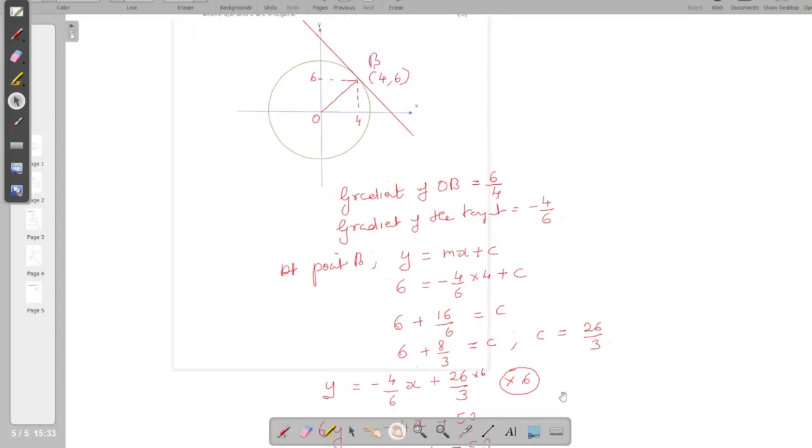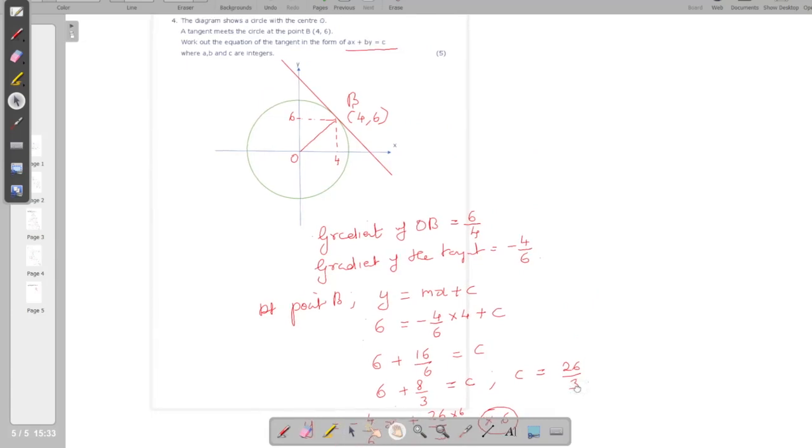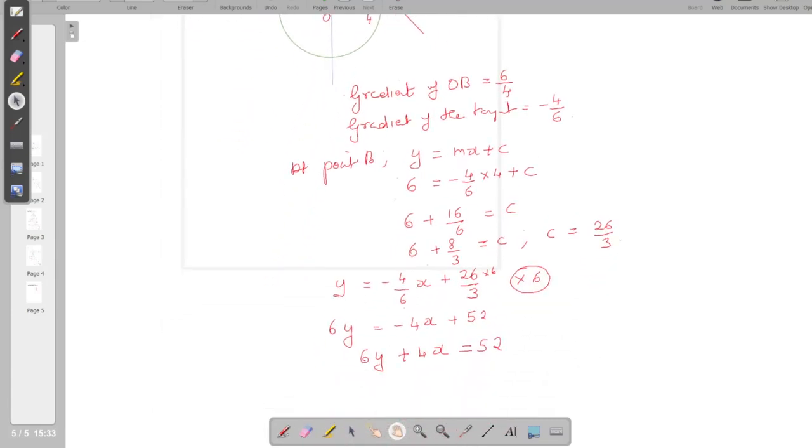So going back to the question again, it is in the same format, ax plus by is c. a is 4, b is 6, c is 52. So this is the end of the section.